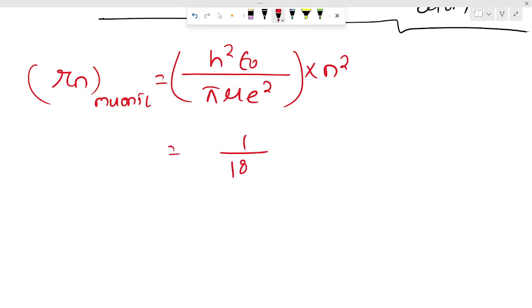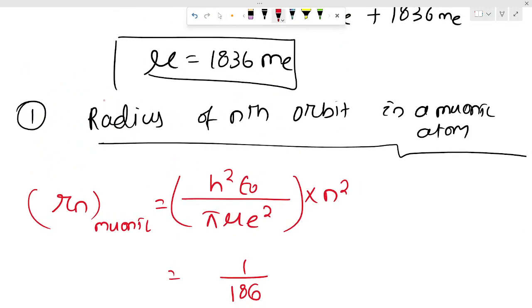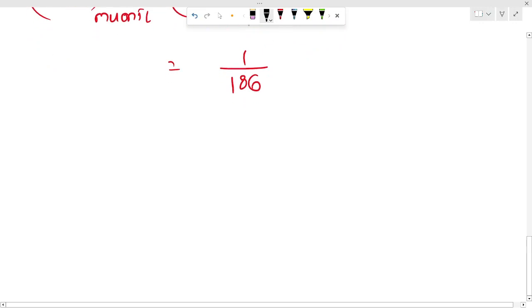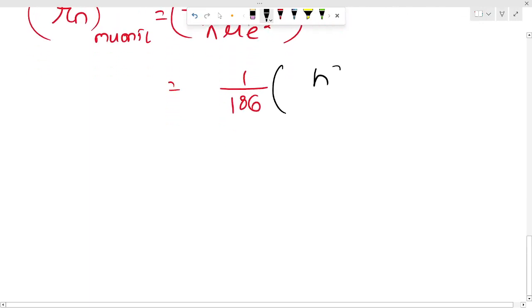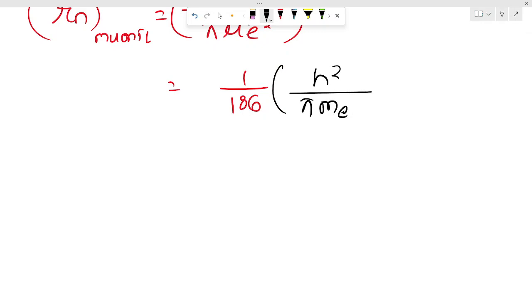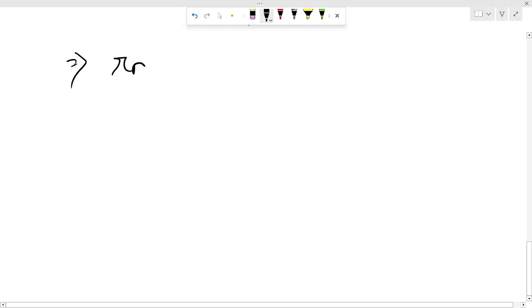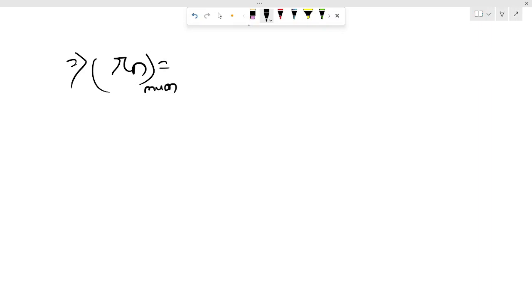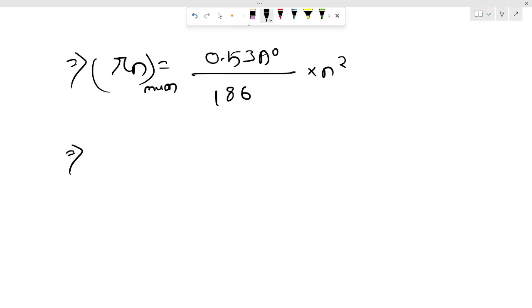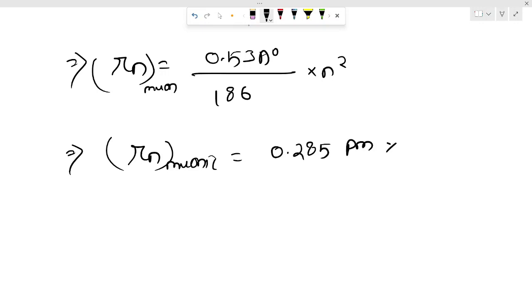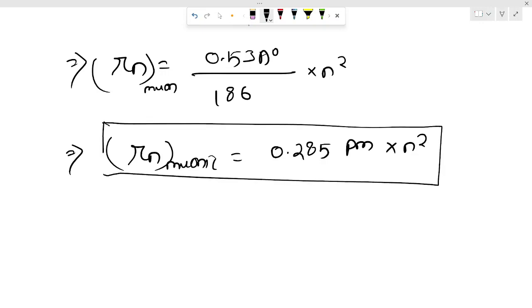That implies 1 by 186. Sorry, I had written 1836; it will become 186 only, it's my mistake. So in place of mu I have substituted this, and it becomes h square divided by pi m e e square into n square. Further substituting, I will get Rn muonic as 0.53 Angstrom upon 186 into n square. Further, Rn muonic will be equal to 0.285 picometer into n square. This one is the final expression for the radius of the nth orbit in a muonic atom.